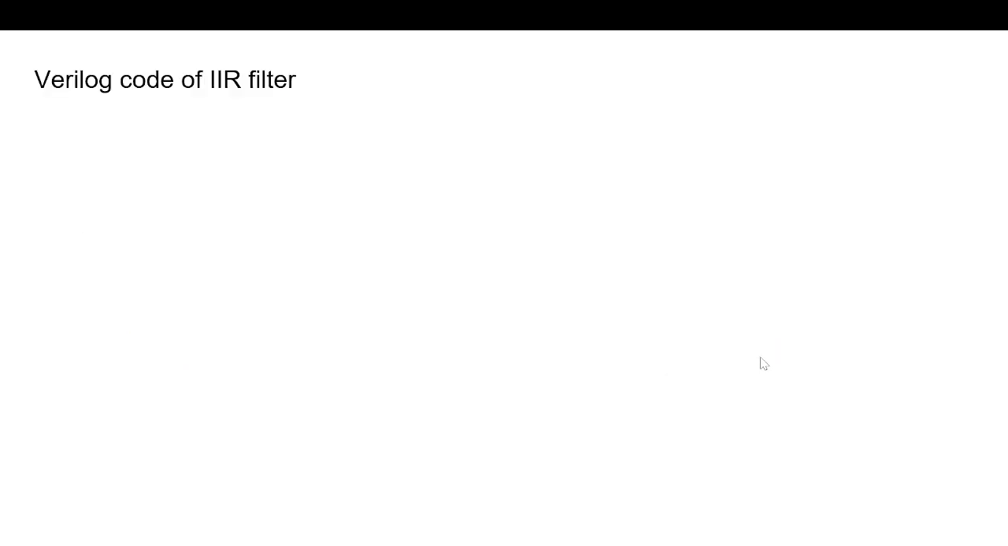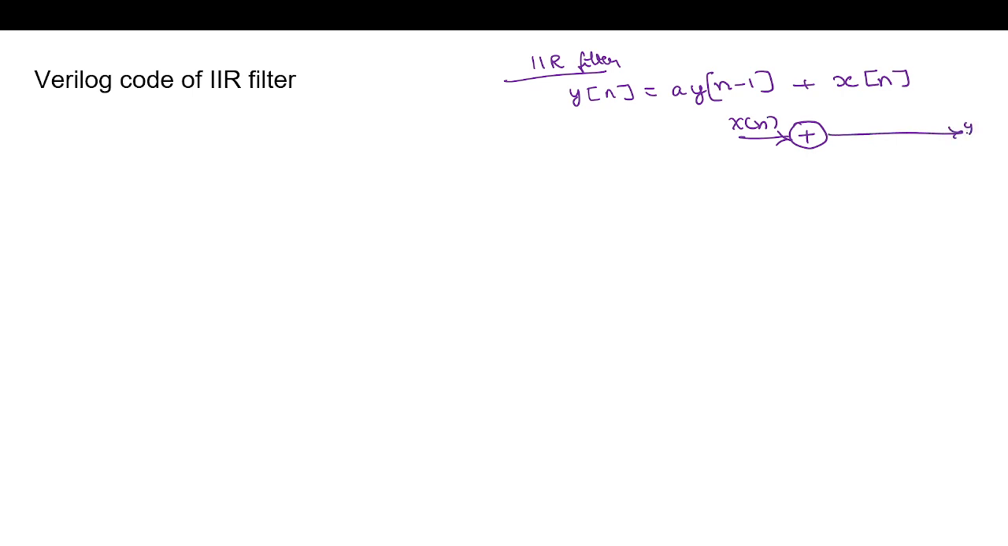So now we can implement the IIR filter, infinite impulse response filter. This we consider as the equation: y of n minus 1, previous output, and x of n. So this we will have x of n, y of n.